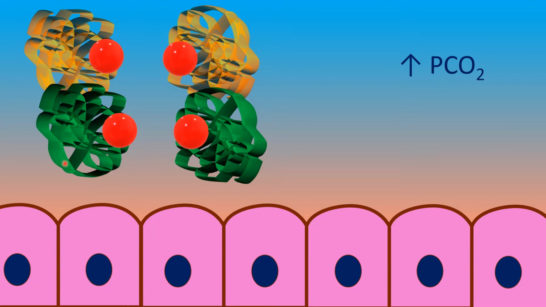This shows the structure of hemoglobin. Hemoglobin is composed of two alpha beta dimers. So there are two such dimers, one alpha beta dimer and another alpha beta dimer. Each hemoglobin can carry 4 molecules of oxygen, 1, 2, 3 and 4.